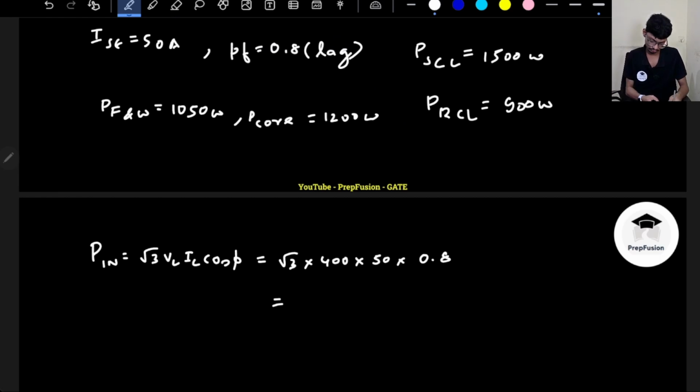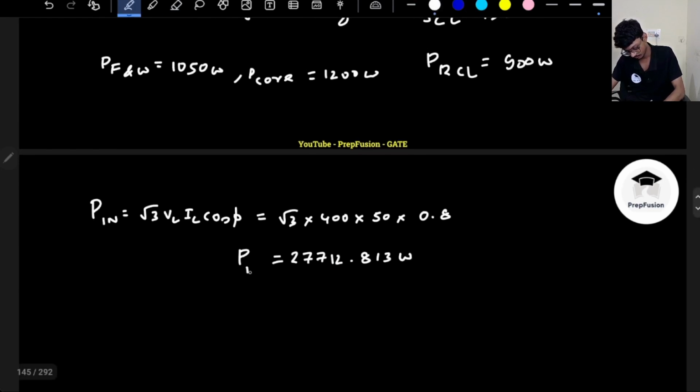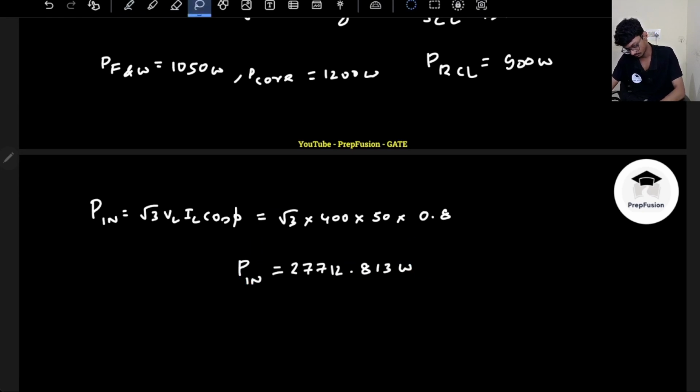So this will be equal to 400 into 50 into 0.8 into root 3, which is 27712.813 watts. So this is the input power.